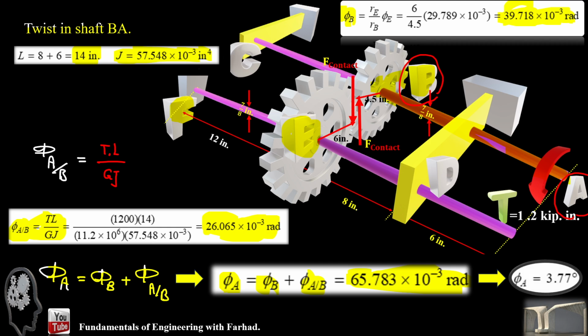If you convert it to degrees, in this configuration with a 1200 pound-inch torque applied at A, it gives you an angle of rotation or angle of twist of 3.77 degrees.